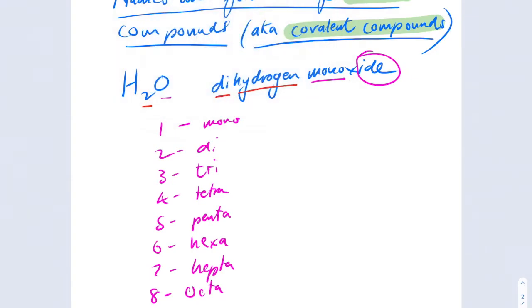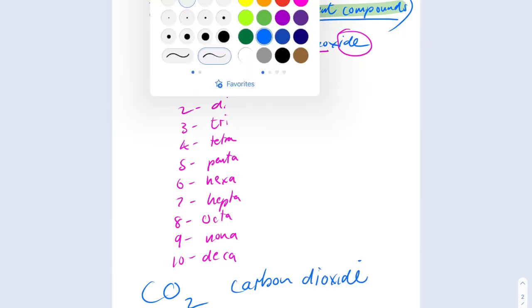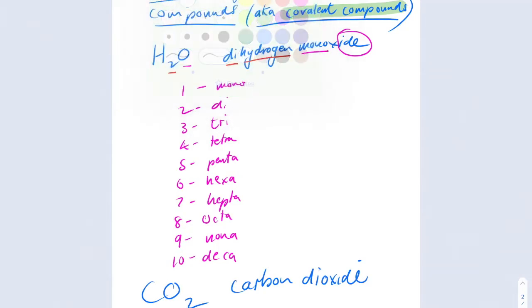Let's do another example. Let's look at carbon dioxide, CO2. Why do we call it carbon dioxide? Well, first of all, it's made of carbon. That's our first element. You notice there's no prefix with it. It's not monocarbon. When we have just one of the first element, we don't use the prefix mono. We only use the prefix mono if the second or third element has one.